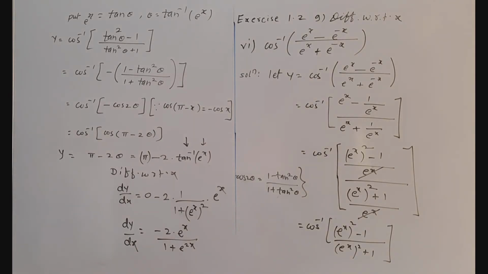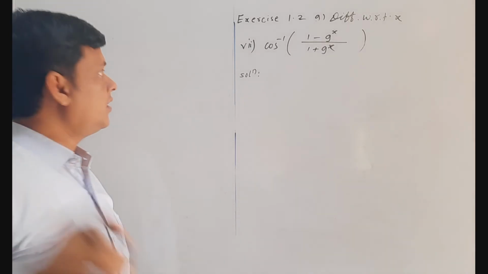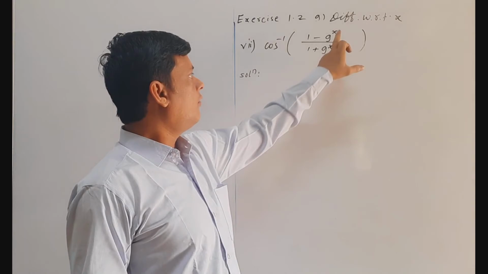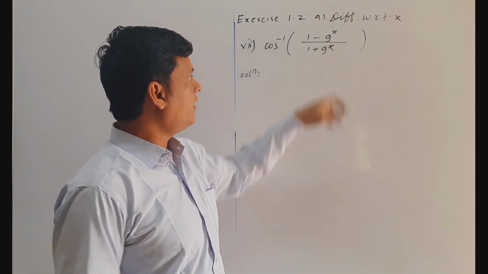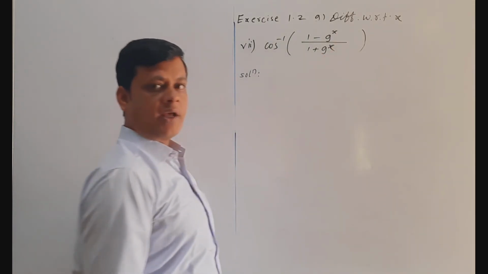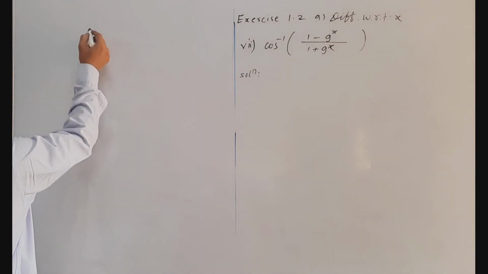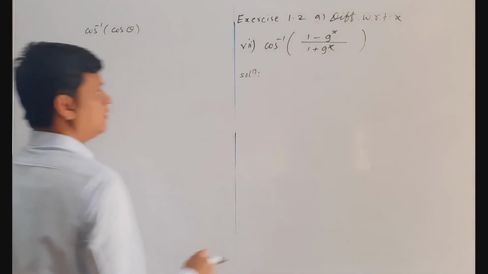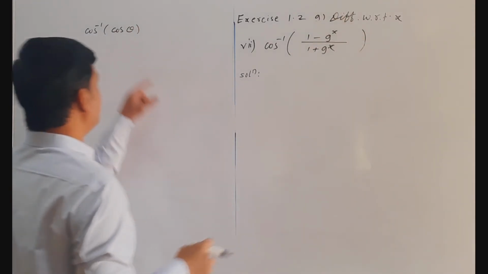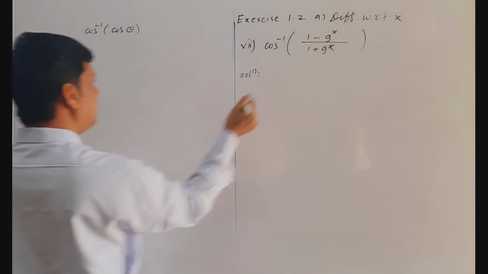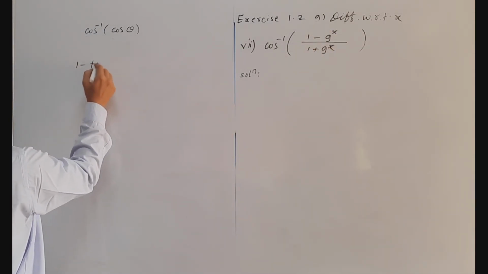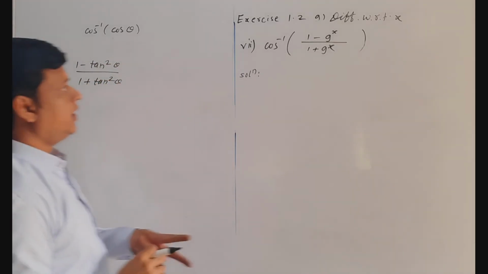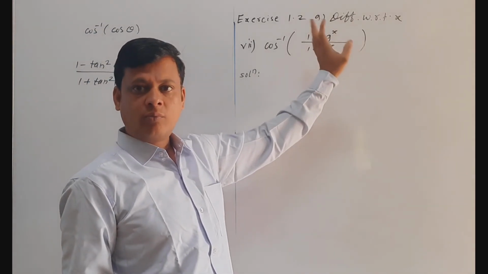Now see sub question 7. Cos inverse of (1 minus 9 raised to the power x) upon (1 plus 9 raised to the power x). So here the outer function is cos inverse. That means we require cos in the bracket, so we have to reduce this bracket in terms of cos. Now observe the terms. Here the terms are in the form of 1 minus tan square theta upon 1 plus tan square theta. But here the values are not in the form of a square.